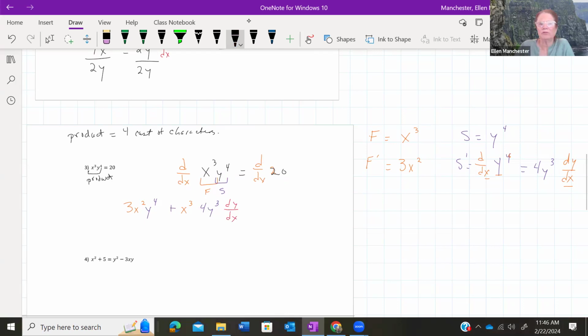And then equals the derivative of 20 in terms of x, which is just 0. Okay, so take a look at that. I see a product rule. I come to the side and write my forecast of characters. I see that my y is different than my x, so I know that's where I'm going to have my dy dx. And then I plug it into the product rule formula, and now I can solve.